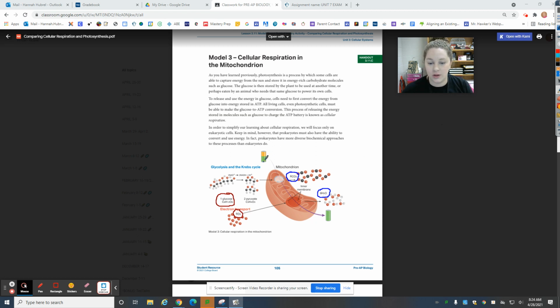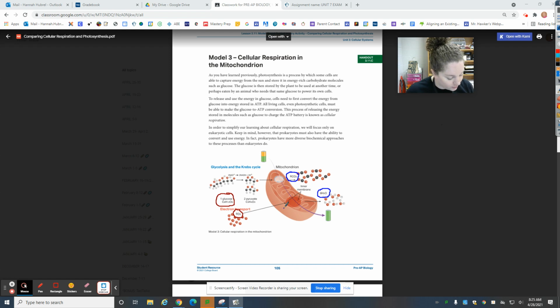So in cellular respiration, it takes in glucose and oxygen. That's us, we eat food and we breathe oxygen, and we give off carbon dioxide and water. So you might be like, oh, how do my cells give off water? It can be water vapor, it can be water in your bloodstream, different things like that.